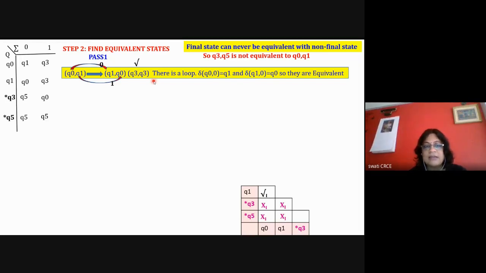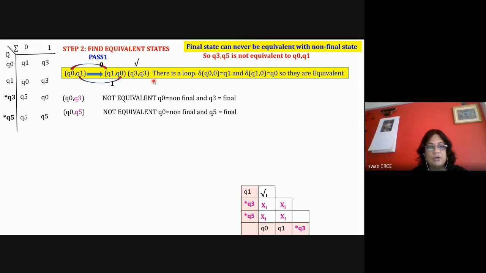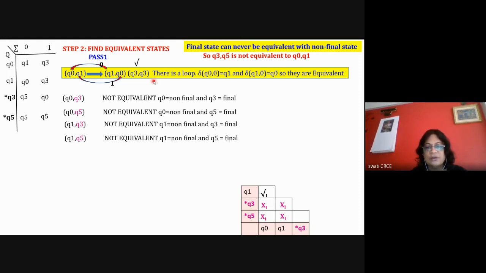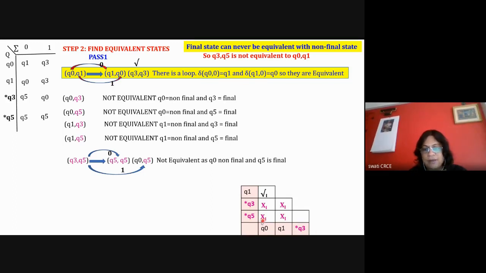Now I am taking the second pair Q3 Q5. Q0 Q3, so one is final, one is non-final, so they are not equivalent. Q0 Q5 are not equivalent. Q1 Q3 not. Q1 Q5 is not. Now I have to check for Q3 Q5. Q3 Q5 with 0, it is Q5 Q5, so it is correct.